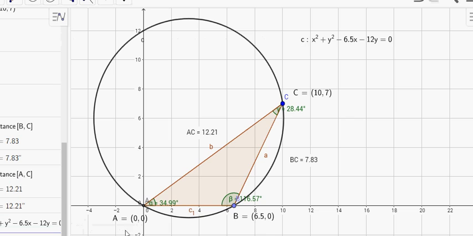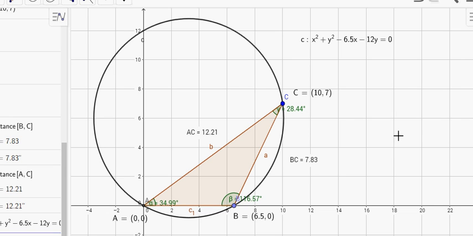Find the angle BCA. Give your answer in degrees, corrected to 2 decimal places. So BCA. So the angle we want is BCA, so we want this angle here. Now GeoGebra has worked it out for me as 28.44. So let's see if we can do this manually. See, do we get that particular value there.